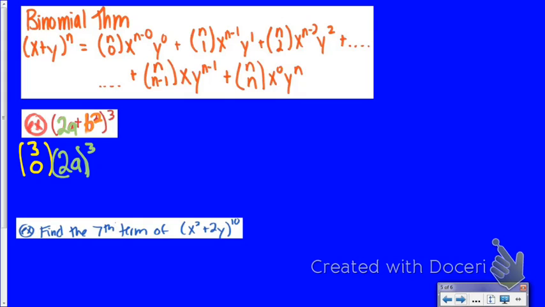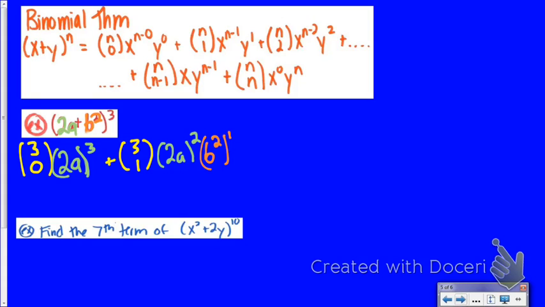Okay, now we're going to go on to the next term. My next term is going to have a new coefficient. So I move from 3, 0 to 3, 1. So that's my coefficient, and then I take the first term. The first term is 2a. Then I take 2a and raise it to the 3 minus 1 power. Then I take my second term, which is b squared, and I raise b squared to the bottom number power. And then I move on to my next term.